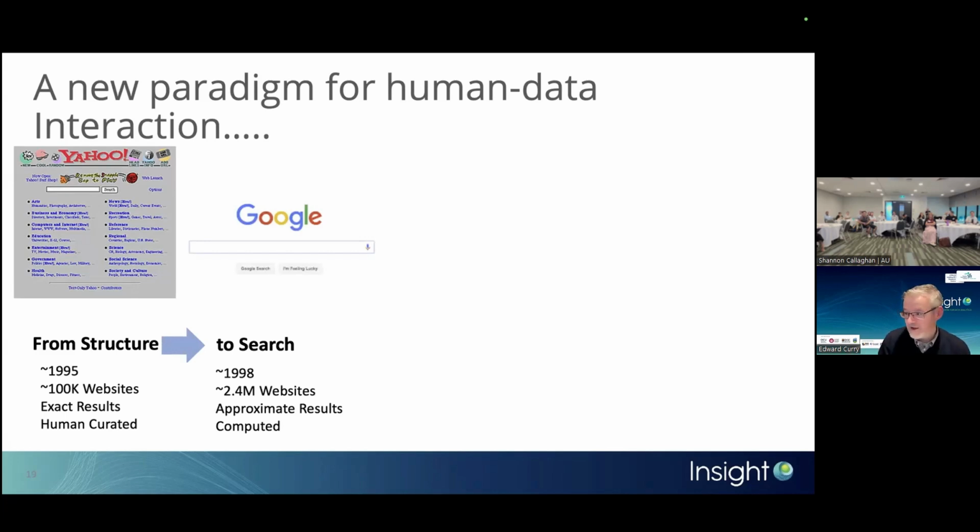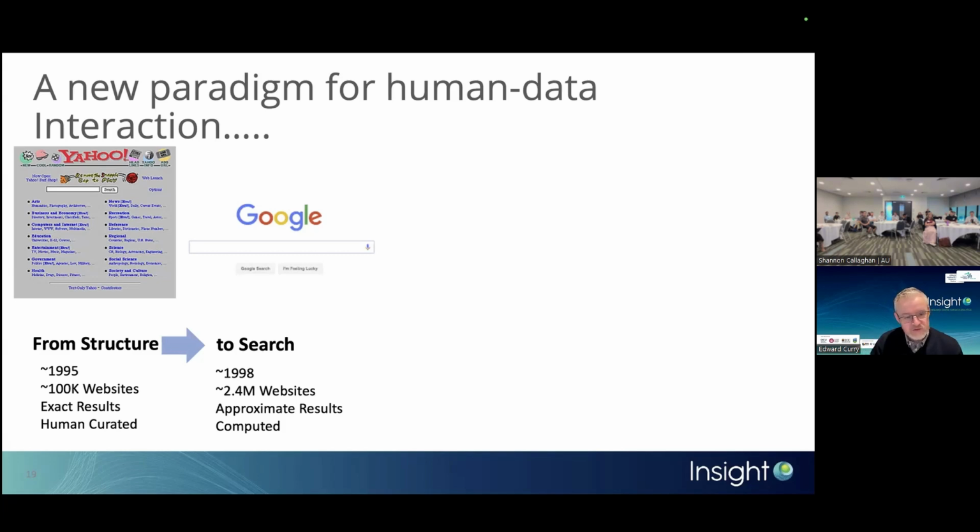And I'm sure everyone's familiar with this. But the fundamental change with Google over Yahoo was that you moved from this rigid structure that was humanly curated to a search paradigm where you enter keywords, you get back search results, and those were approximate results. They weren't exact results. They were approximate. You could say they were good enough. They didn't give you answers. What they basically gave you were web pages that were highly relevant to the search keys that you'd given.